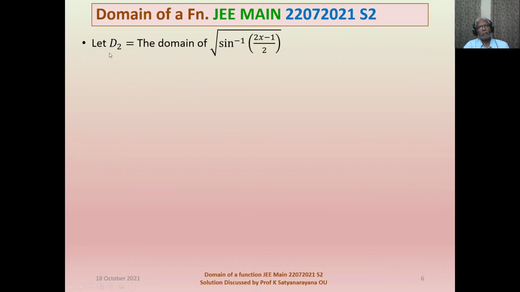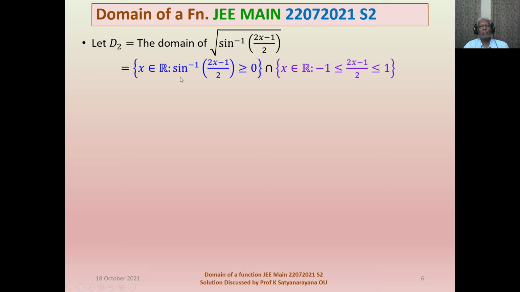Now we will find the domain of the denominator. Let D2 be the domain of the square root of sine inverse of (2x minus 1) by 2. That is equal to the set of all those x belongs to R such that sine inverse of (2x minus 1) by 2 is greater than or equal to 0, because it is under the square root, intersection the set of all x belongs to R such that minus 1 less than or equal to (2x minus 1) by 2 less than or equal to 1, because the domain of sine inverse x is the closed and bounded interval minus 1 to plus 1.